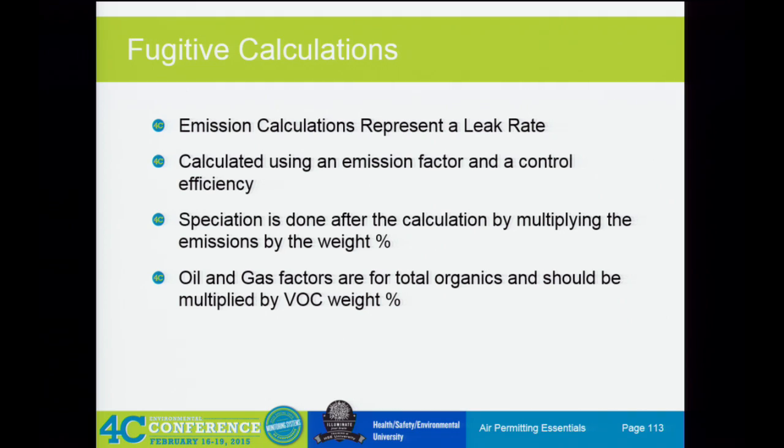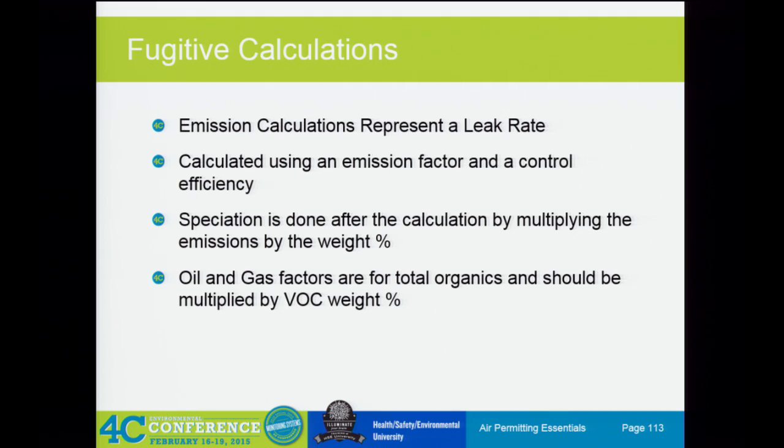The emission calculations will represent a leak rate. You calculate a leak rate, and then you calculate a control efficiency in the same way that you would for a control device. But instead of a control device, it's a control program, which is a person going around finding the leaks, tagging them, and then fixing them by either tightening the flanges or replacing valves.